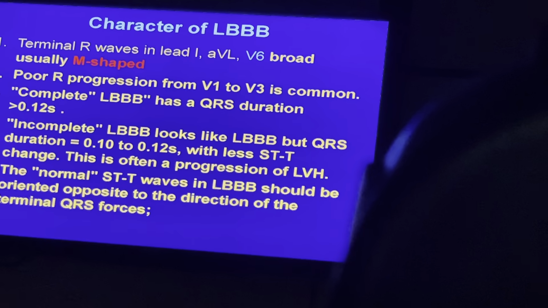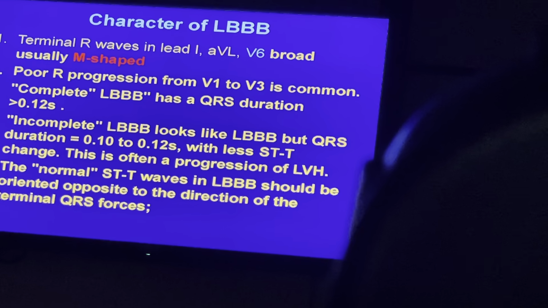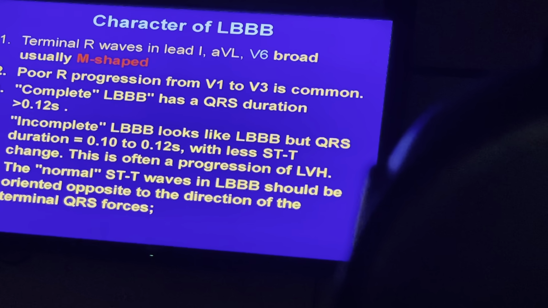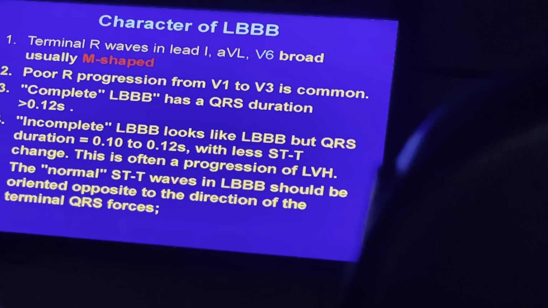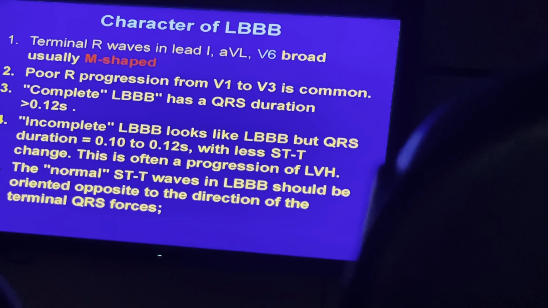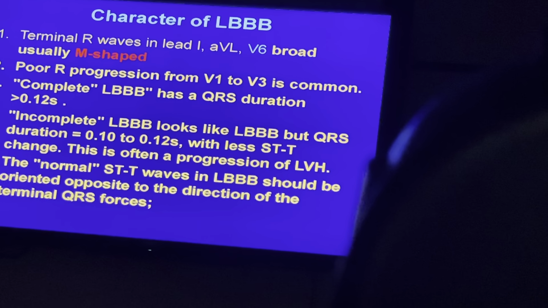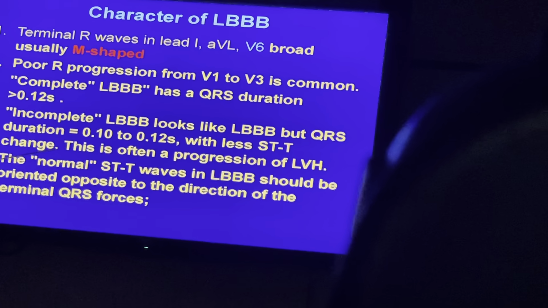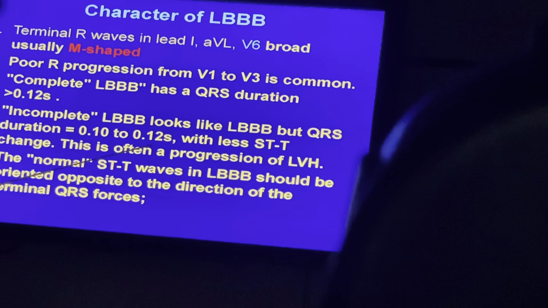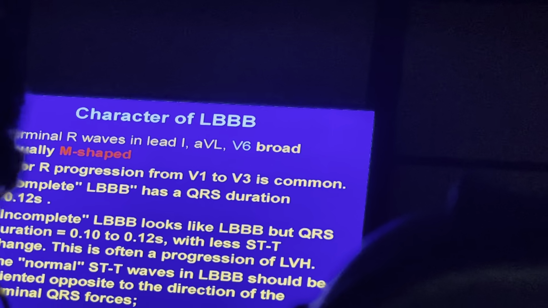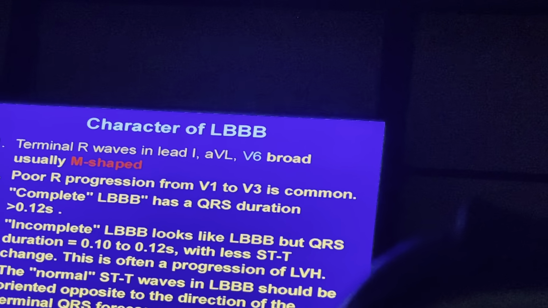Now the characteristics of the left bundle branch block. Terminal R wave in lead 1, AVL and V6. There may be an M-shaped pattern. Duration is more than 3 small squares. If it is between 2.5 to 3 small squares and the pattern is like bundle branch block, we call it incomplete bundle branch block. Next.